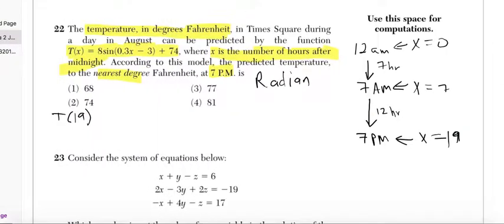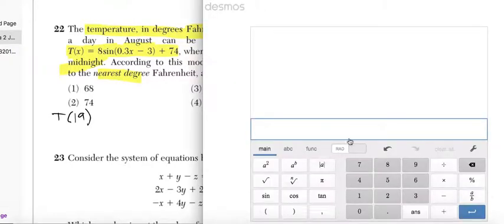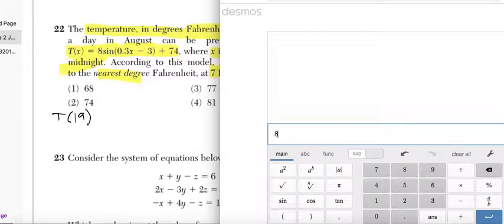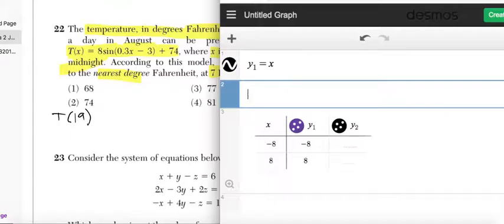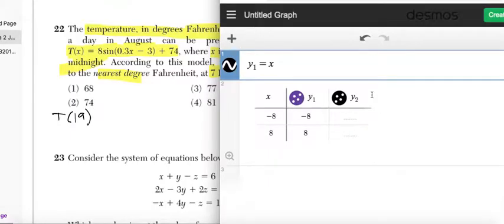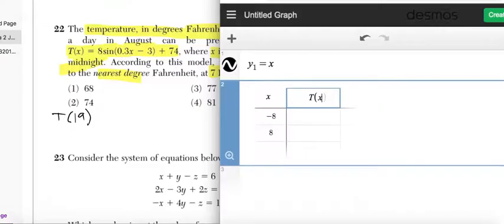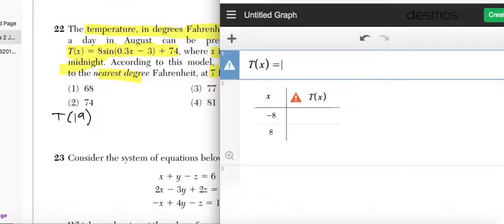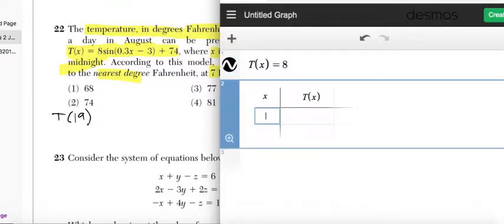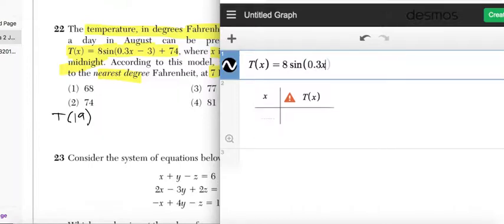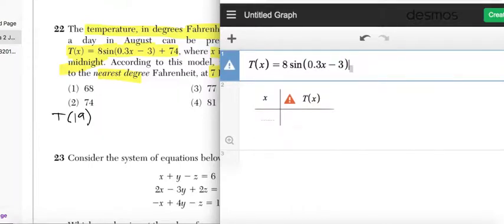And I'm going to just enter my internet disconnected again. I don't know why that keeps happening. Okay, so radian mode. And I'm going to want to find 8 times sine. You can't probably type it like that in your own calculator. Or why not just go to the graphing calculator? All right, and we could just enter t of x. And I'll enter the equation here. 8, and I don't want any of this yet. And you'll see why in a second. I don't want to put anything in yet. 8 sine 0.3x minus 3 plus 74.